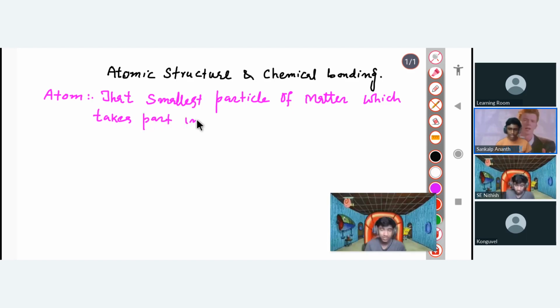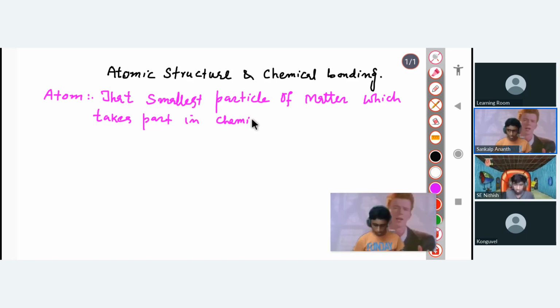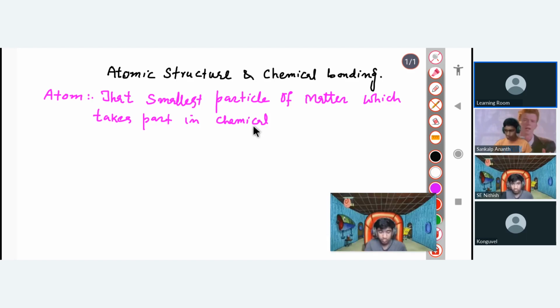Sir, but electrons take part in redox reactions, right? So then isn't the electron the smallest particle? Not in every reaction. Those are just redox reactions, but the main reactions which we study in our daily life are those reactions in which atoms take part, not the electrons. So it takes part in chemical reactions.